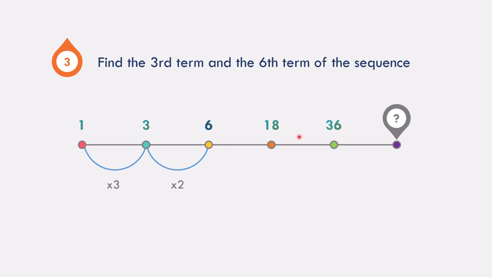So to get 18 from 6, we need to multiply it with 3. 6 times 3 is 18. To get 36, 18 times 2 is 36. So multiply with 3, multiply with 2, multiply with 3, multiply with 2, and then multiply it with 3. So 36 times 3 is 108. So the third term is 6 and the sixth term is 108.